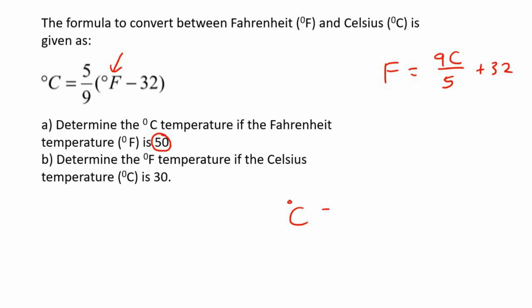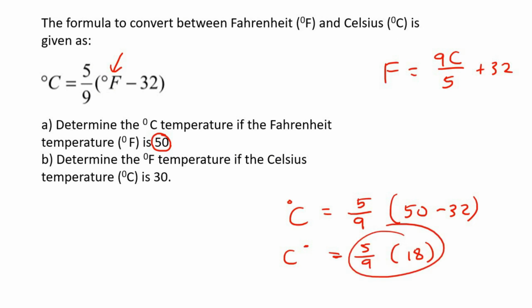So the Celsius temperature would then be 5 over 9, and then in brackets, 50 minus 32. And so that's going to be 5 over 9. Now 50 minus 32 is 18. And then this you could just put on your calculator. And then the Celsius temperature would be 10 degrees. Okay, now that's question A.